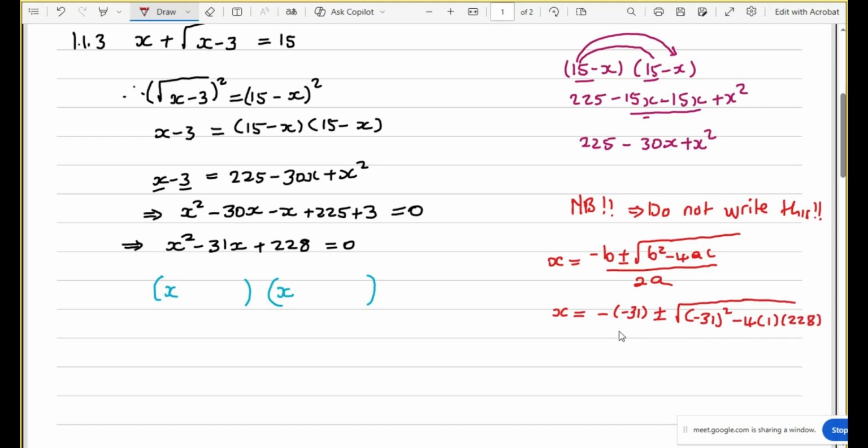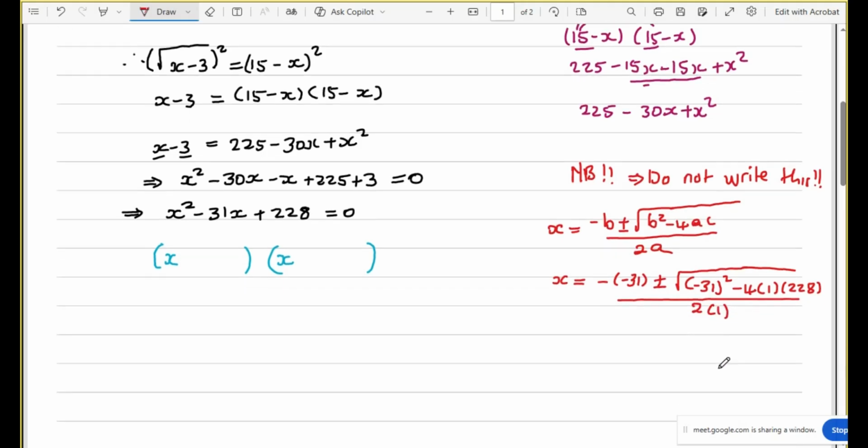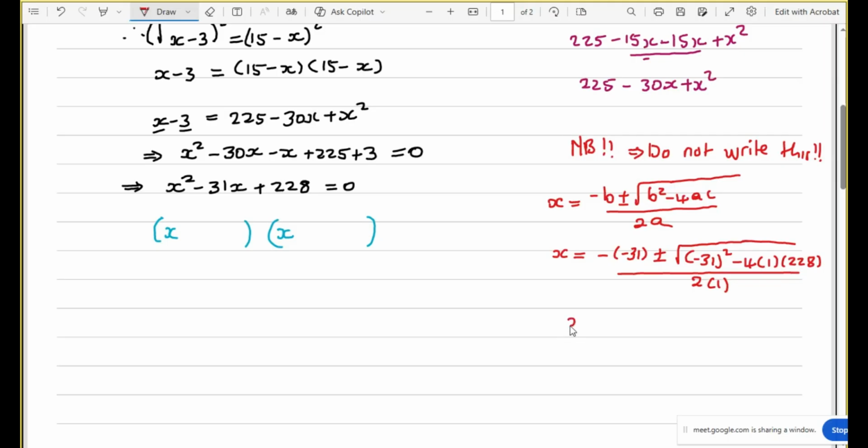Right, and then let's divide everything by that 2 into a, which is 1. So now I need someone to help us with the calculator. What is x if it's positive, and what is x if it's negative? When x is positive, it's 19. And when x is negative, it's 12. Ladies and gents, don't write this on the paper.